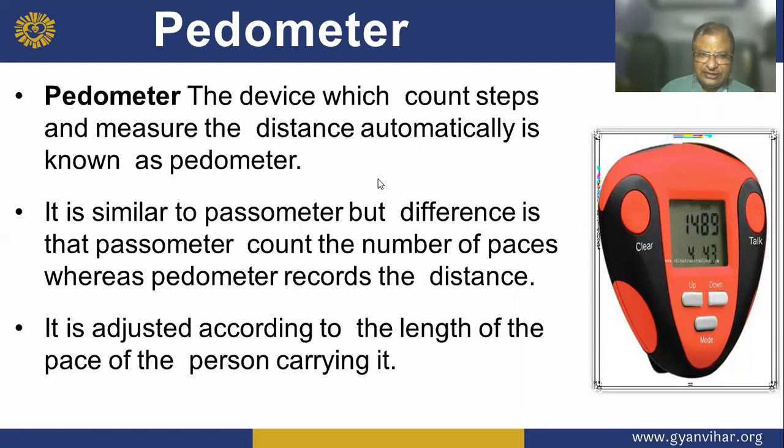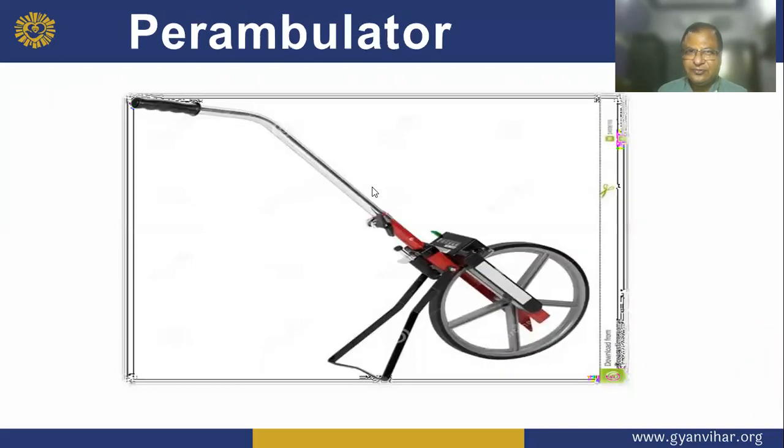Now, it is adjusted according to the length of the pace of the person carrying it. Suppose, my dear boy, the machine, how do we verify the length? Actually, suppose this is not designed for one person. This is designed for all persons. So when one person is running the first stage, it has a count. And after this, it will be counted. This is the perambulator.